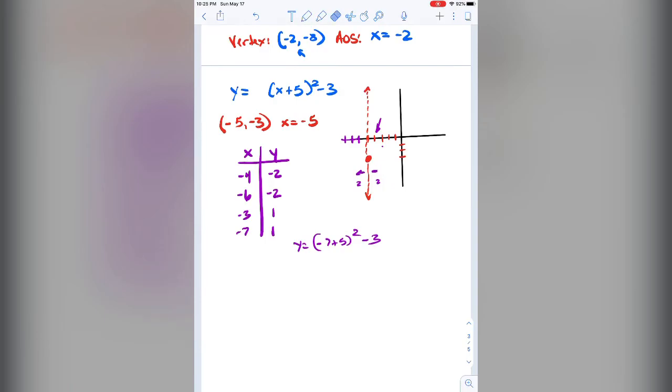So now I'm able to paint a little bit more accurate picture of what the graph is going to look like. And if I continued, I'd have -4, -2 right here, and -5, -2, and then I have -3 at 1, so right here. I'd have -7 at 1. And so now, if I were to graph, I'd have a more accurate graph with that information. So what you're going to be able to do is make a table to guesstimate some points. Okay?